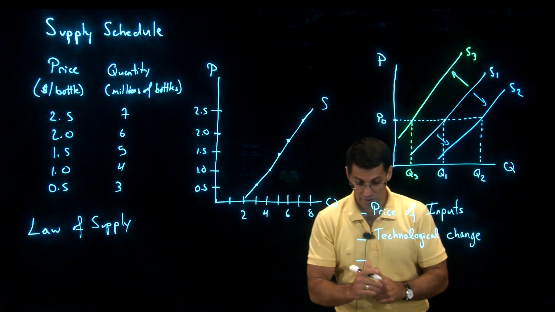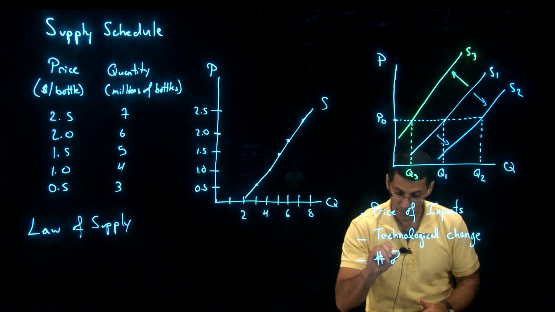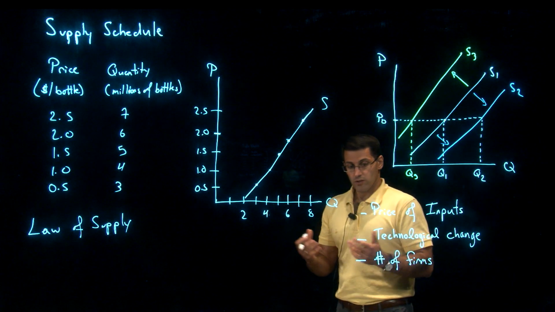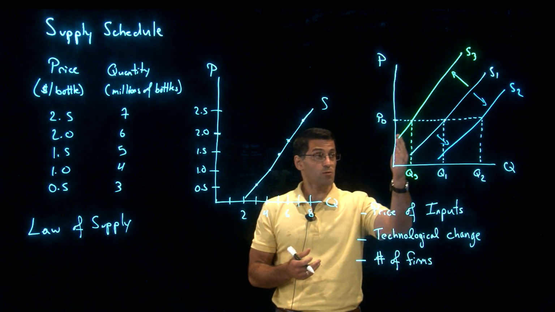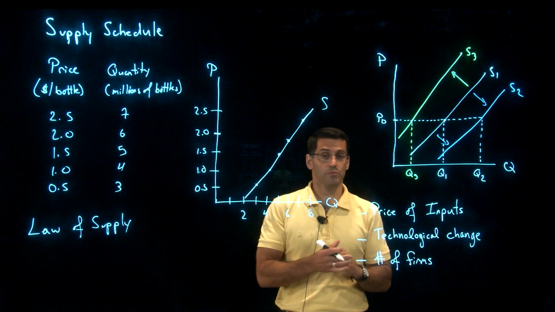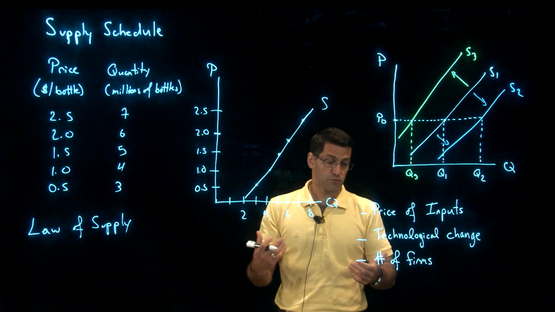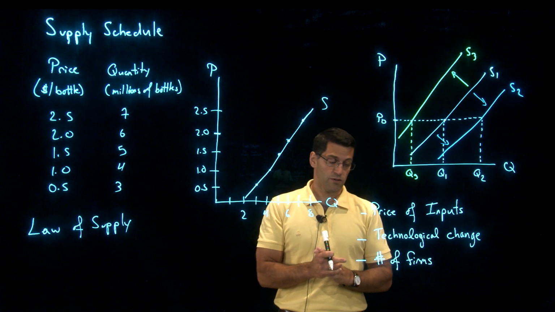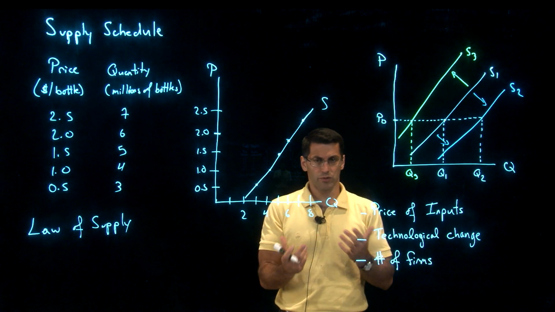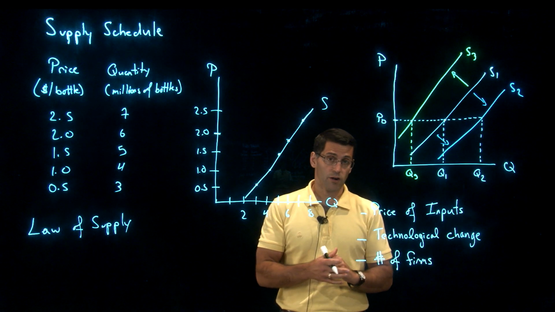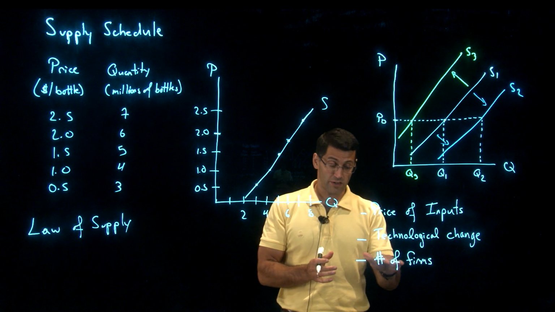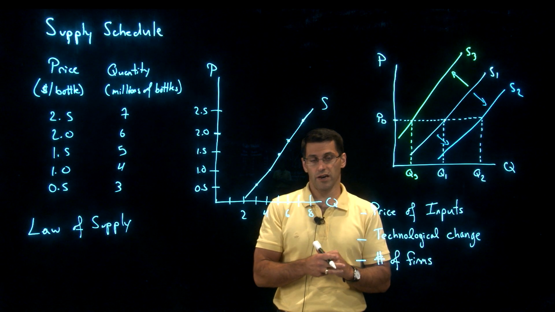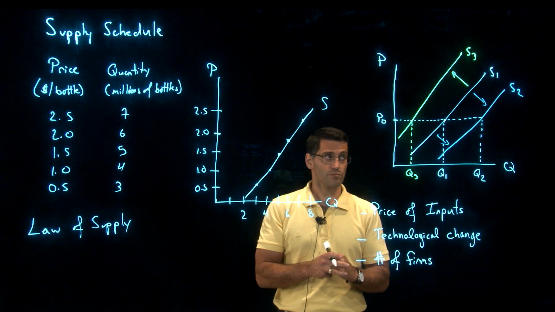Another factor we have to think about is the number of firms in the marketplace. So if you have more firms in the market, that will increase supply, shifting us from, say, S1 to S2. If the number of firms decreases, that would shift us from S1 to S3. Now I have to ask, well, what determines whether firms enter or exit the market? When we talk about perfectly competitive markets, the exit and entry of firms is going to be a very crucial feature of long-run equilibrium in those kinds of markets.